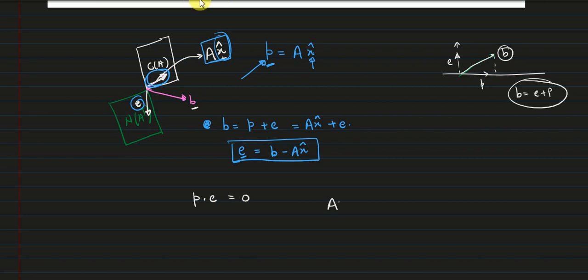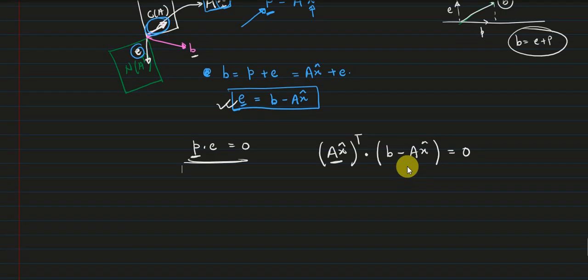So a x hat, so there we are taking some projection vector, so p is a x hat, right? So the transpose of this dot e, how we can write e from here, that is b minus a x hat will be 0, right? If we multiply this, so the same thing I'm writing, right?